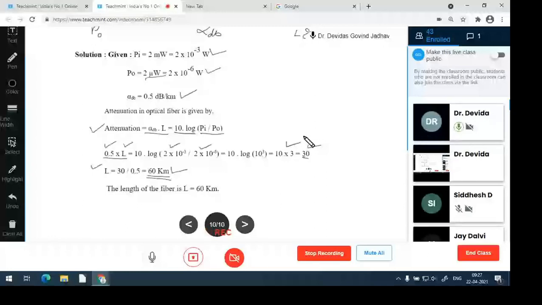The fiber is having per unit attenuation of 0.5 dB per kilometer, in which we are launching 2 milliwatt optical power, and after 60 kilometer it remains 2 microwatt. So the length of the fiber is 60 kilometers, that we have found out.